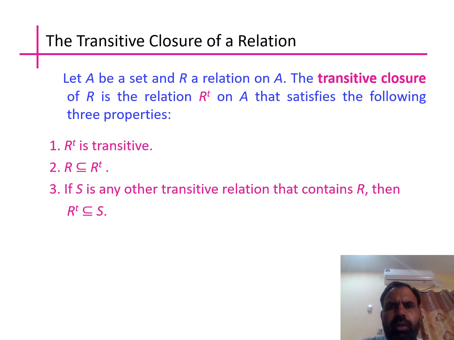The transitive closure of a relation. Let A be a set and R a relation on A. The transitive closure of R is the relation RT on A that satisfies the following three properties. Which are these three properties? RT is transitive, R is a subset of RT. If S is any other transitive relation that contains R, then RT is a subset of S.